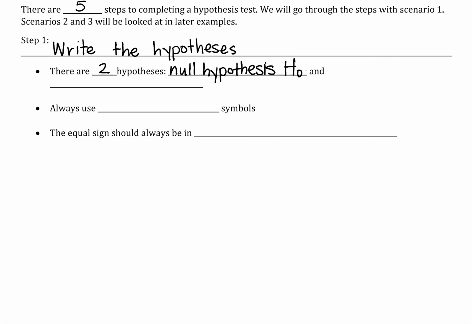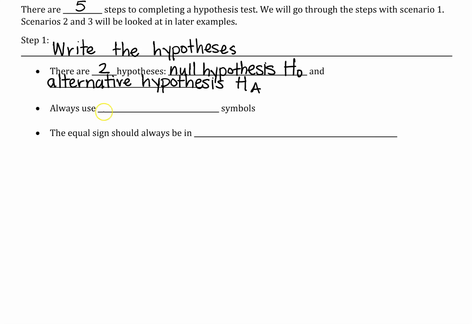And the second hypothesis is the alternative hypothesis, which is abbreviated as a capital H with a subscript of A. And we usually call that HA. So we will always have 2 hypotheses, the null hypothesis and the alternative hypothesis, the H0 and the HA.